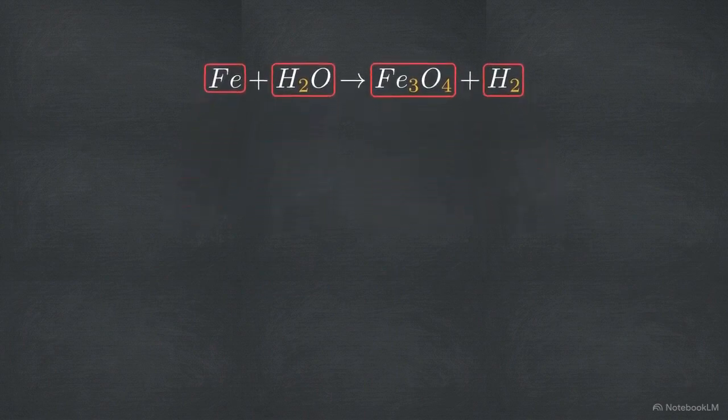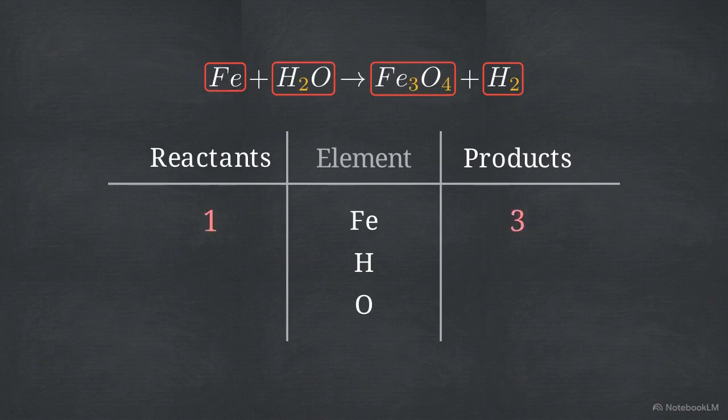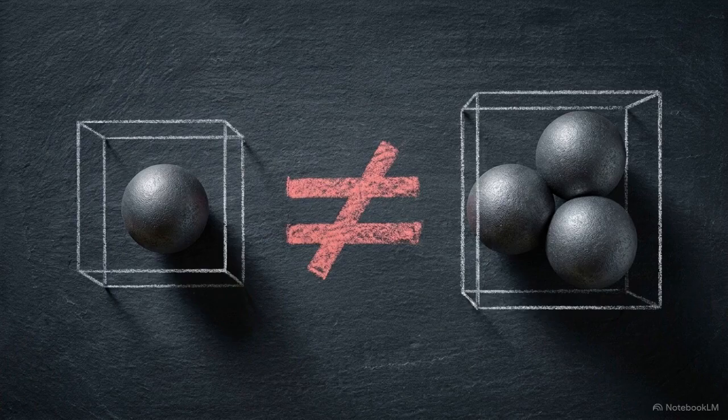Step 2 is taking inventory. We build an accounting table next to our equation, split into reactants on the left and products on the right, to track our iron, hydrogen, and oxygen atoms. Counting the elements as they currently appear, we have one iron atom on the left and 3 on the right. Hydrogen is even at 2 and 2. Oxygen shows 1 on the left and 4 on the right. The table clearly shows the iron and oxygen counts do not match. As written, this equation represents a reaction that is physically impossible.